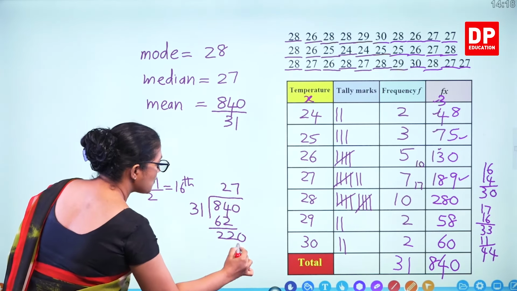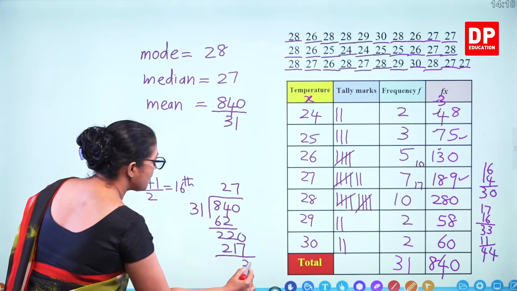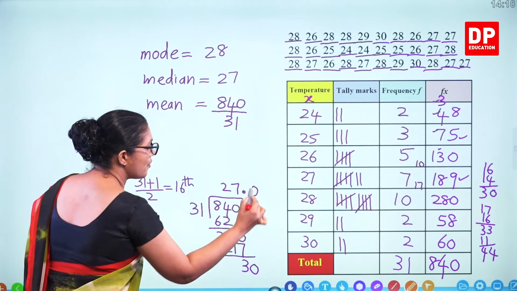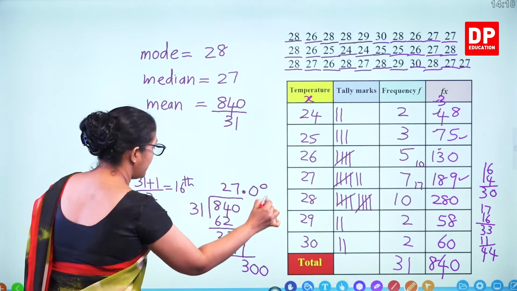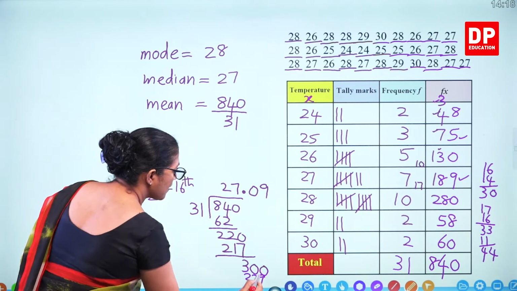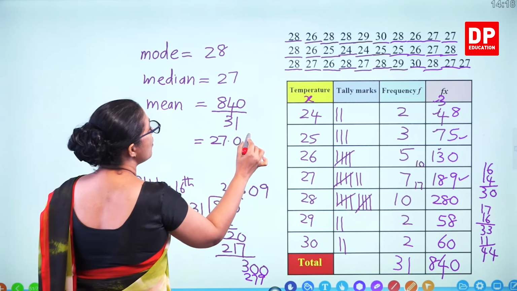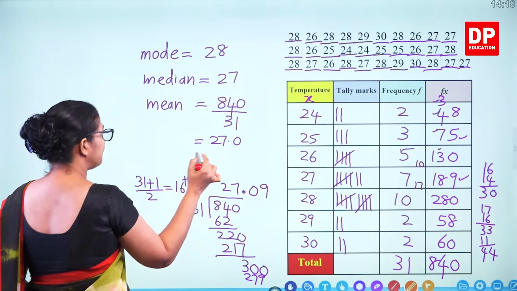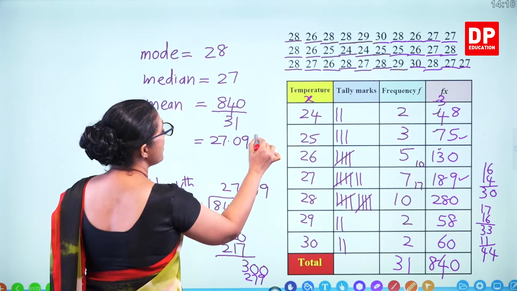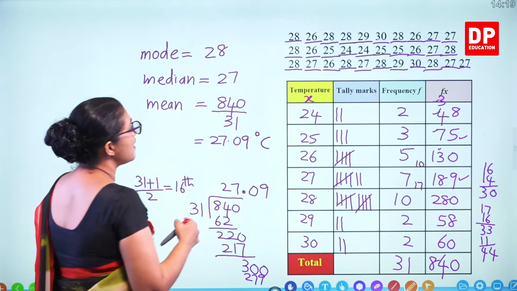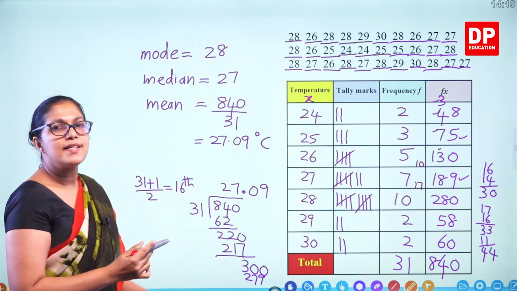7 times 1, 7. 7 times 3, 21. So you get 3. So for 30, that's 0. And for 300, you get 9. So 27.0609 is the temperature in Celsius. So you can round it. This is roughly 27 Celsius.